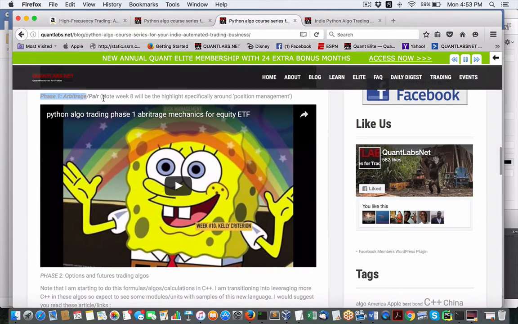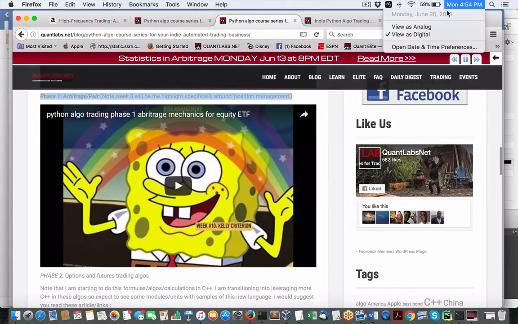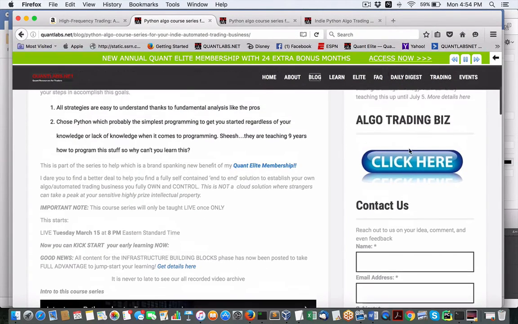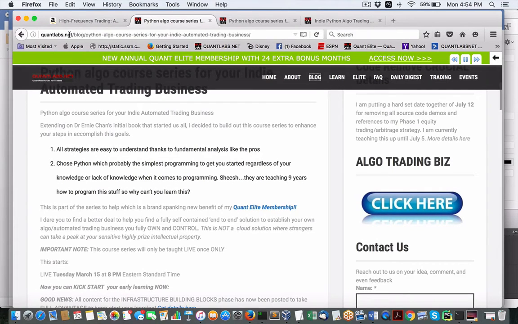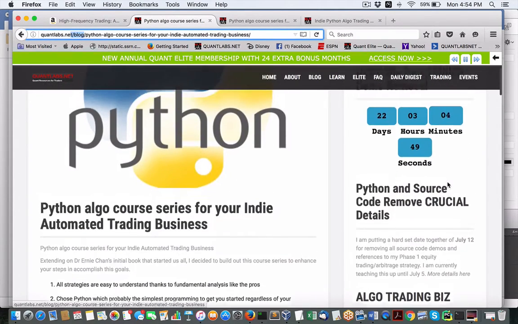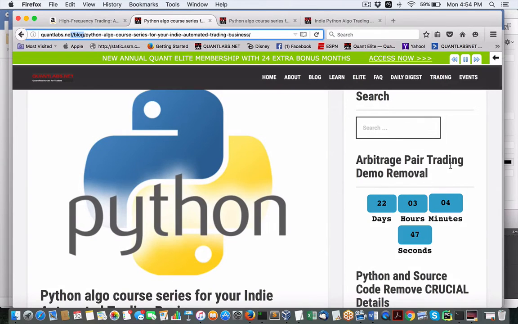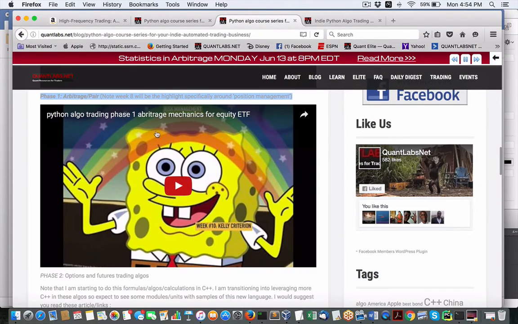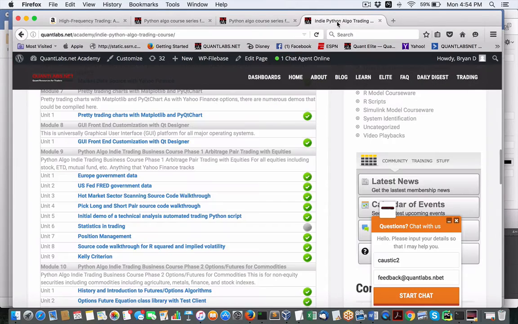So this is really important because this will be removed. Today is June 20th, removed the week of July 12th. And if you need to know the exact date, come into my blog here and you will see a countdown right here. Arbitrage pair trading demo removal, 22 days, and so on and so forth. So this is what I'm referring to here. This is really important. I'll show you that right now.